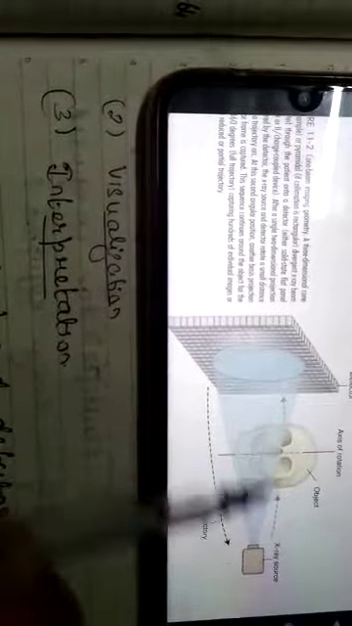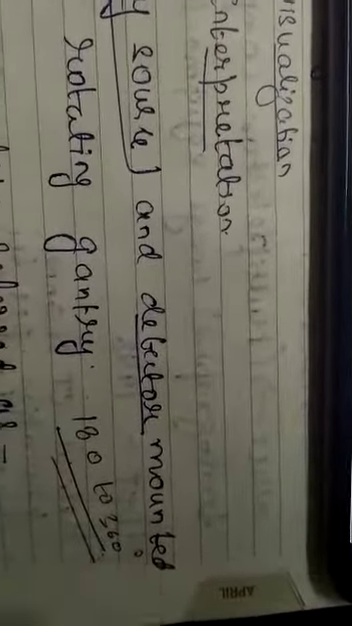So CBCT has three main components: first is image production, second is visualization, and third is interpretation. Now the two important things in CBCT are, first, the X-ray source and, second, the detector. These two are on a rotating gantry and are the main components of CBCT. And one more thing, it makes a 180 to 360 degree trajectory, rotating around the patient's face.